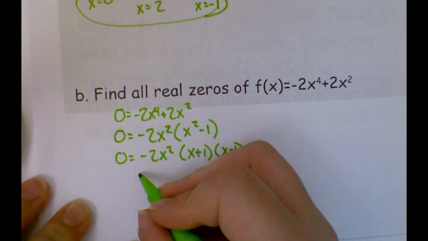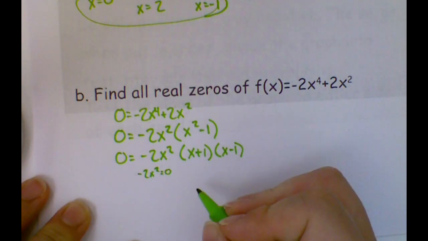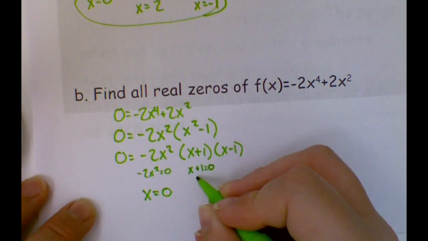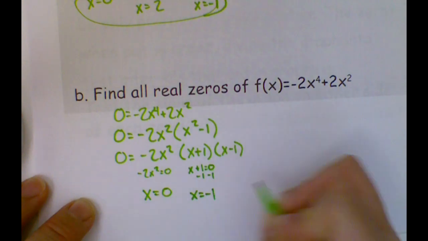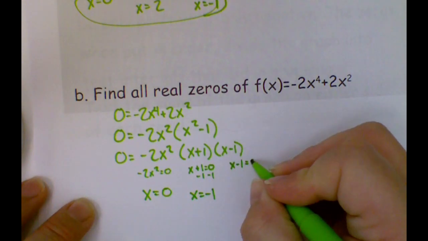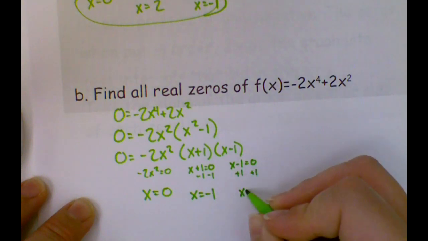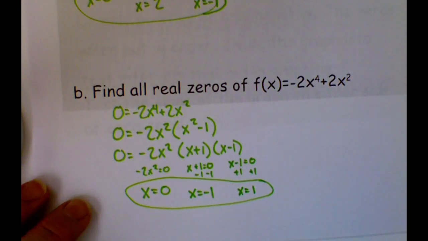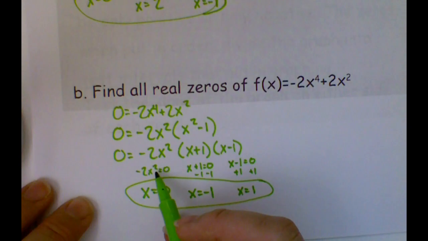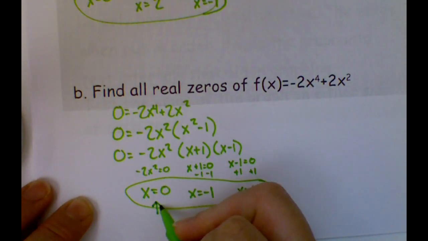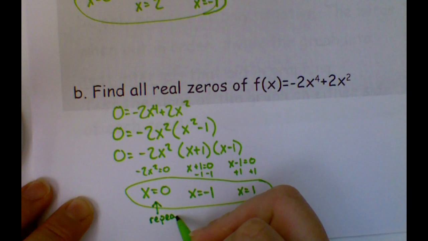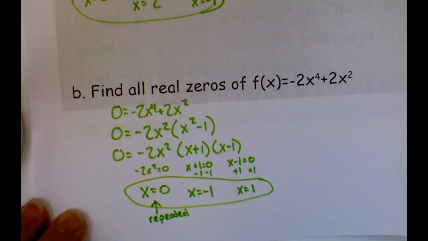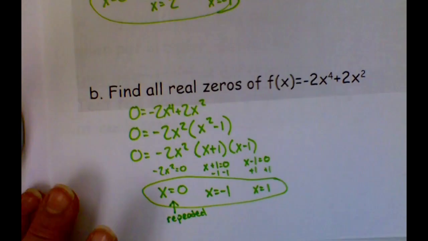Well, my first one, if I set negative 2x squared equal to 0, I just get x equals 0. If I set x plus 1 equal to 0, I subtract 1 and I get x equals negative 1. And I set x minus 1 equal to 0, I add the 1 and I get x equals positive 1. I only got 3 zeros, but I could have gotten up to 4. The reason is because of this squared. Technically, that just means that x equals 0 is a repeated 0. It just means I get like plus or minus 0, which is the same thing. It's just 0.